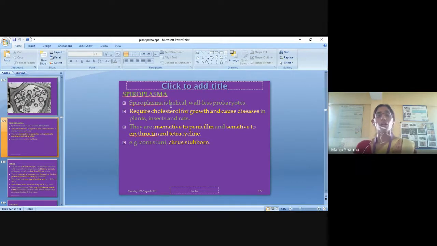Then spiroplasma. Spiroplasmas are helical, wall-less prokaryotes. They require cholesterol for growth and cause diseases in plants, insects, and rats. They are insensitive to penicillin and sensitive to erythromycin and tetracycline. For example, corn stunt or citrus stubborn disease.